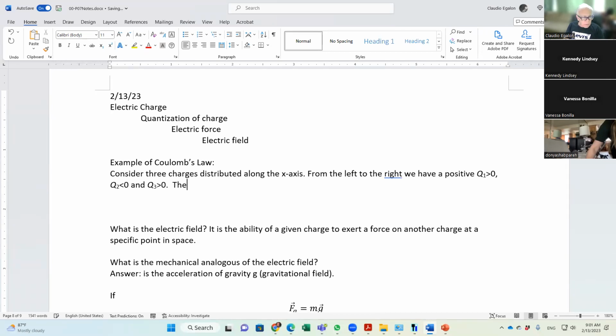There, the distances from 2 to 1 and 3 to 1 are respectively R12 and R13.